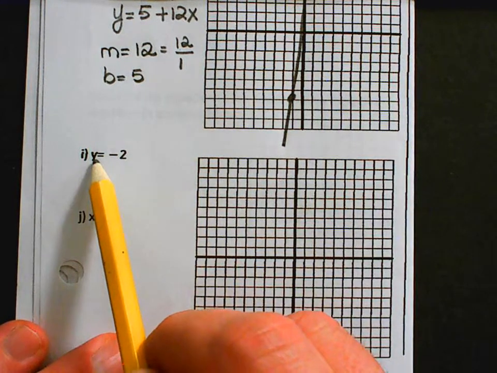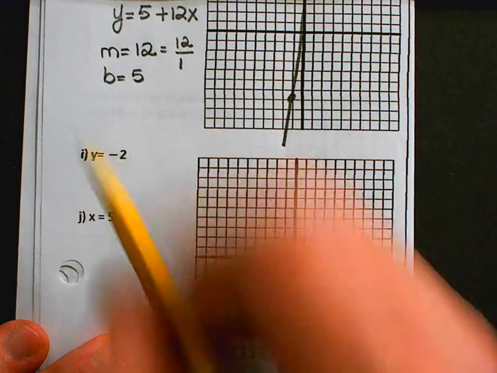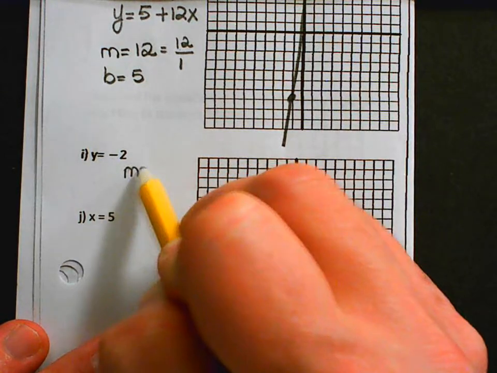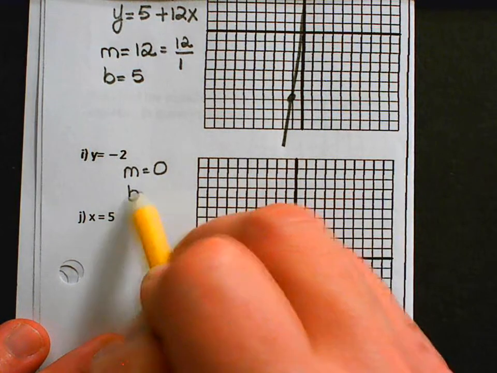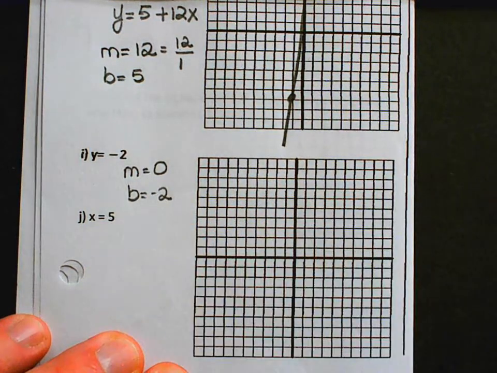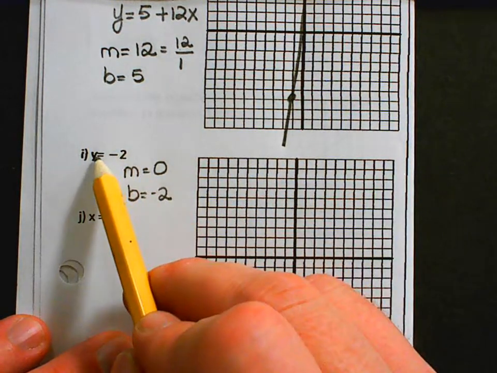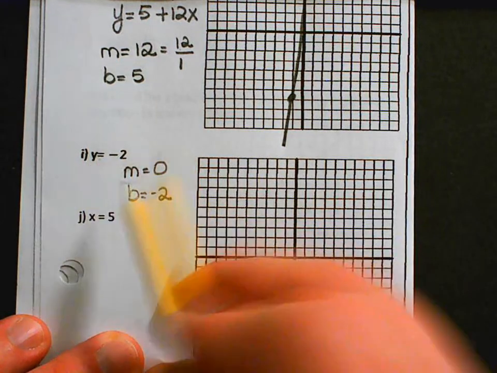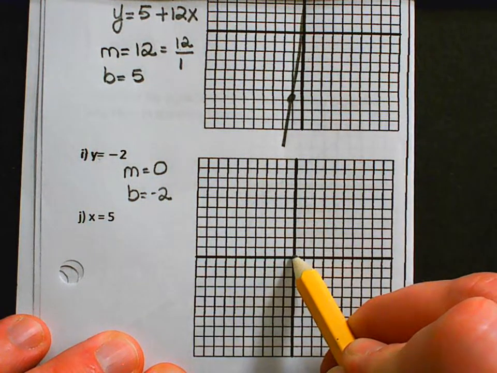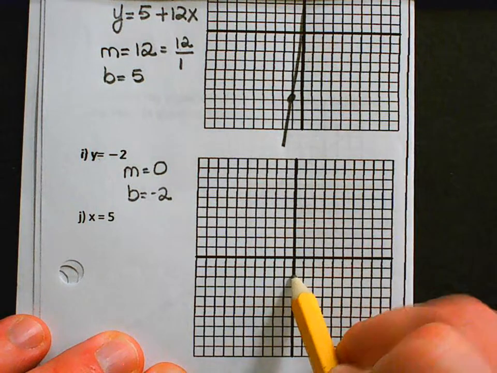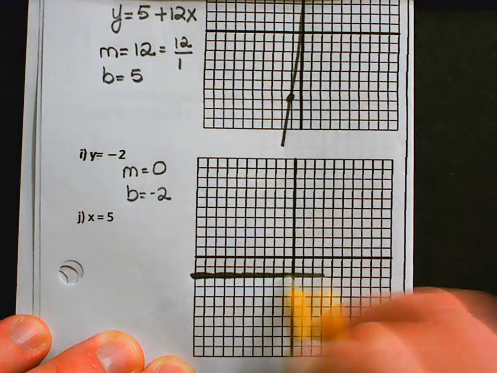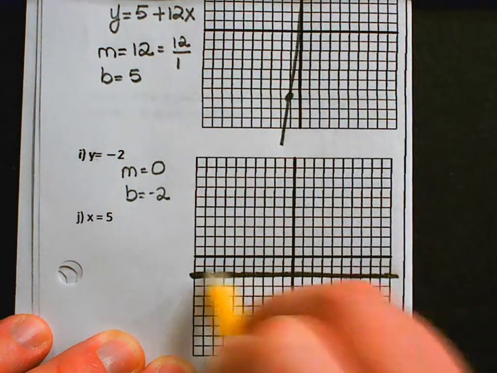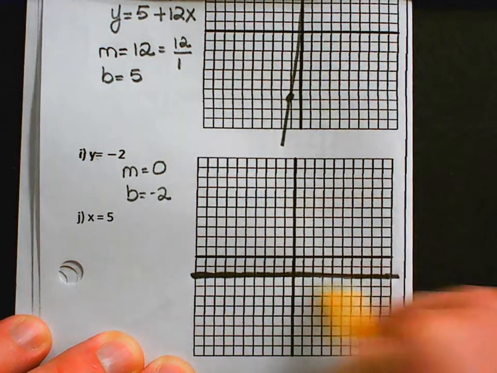The next one is going to be special cases. If you remember here, if you want to write it, you can write the slope here is 0, and the b here would be negative 2. Okay? Or you can always remember that if you have the y alone, you go to where y equals negative 2, it's right there, and you're going to draw a horizontal line. So if you have y equals just a plain number, you're going to have a horizontal line.